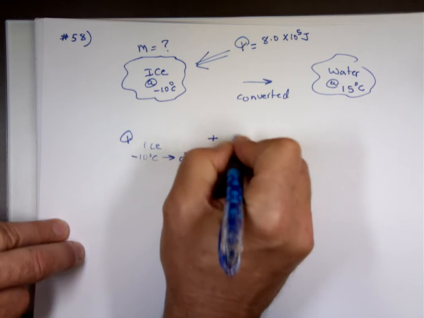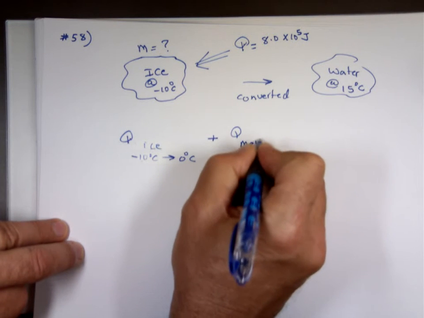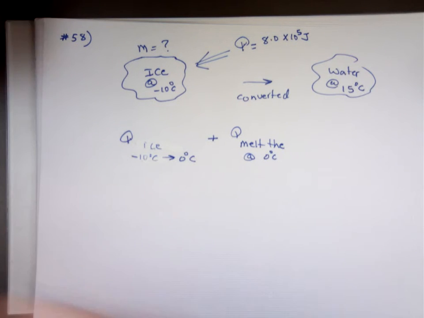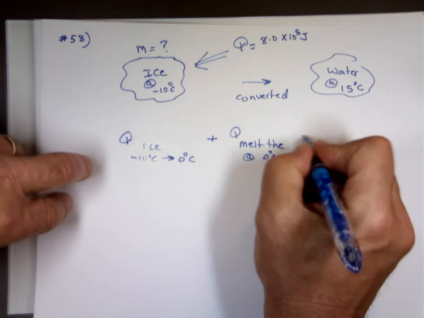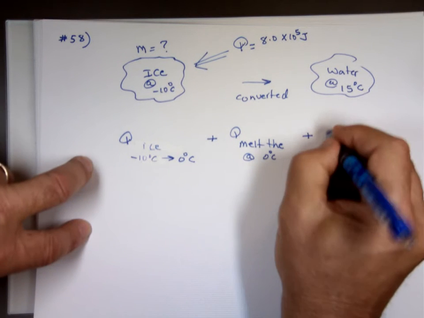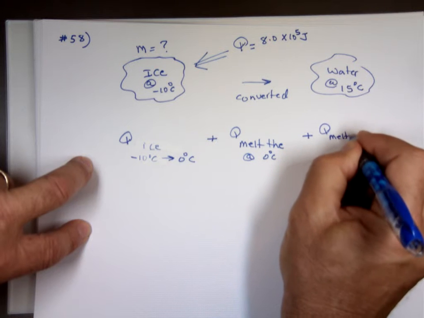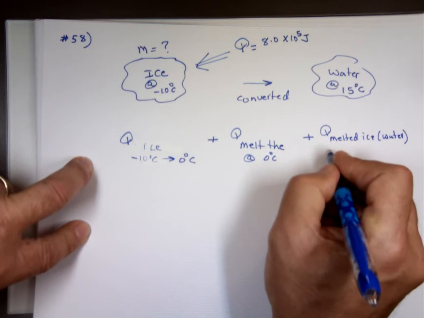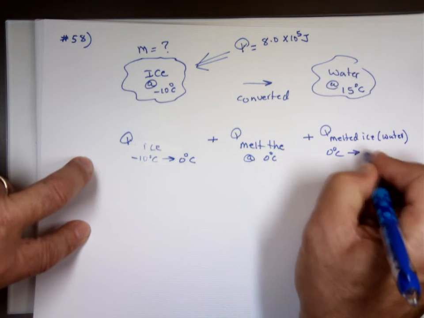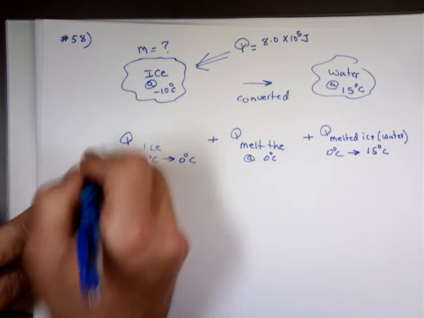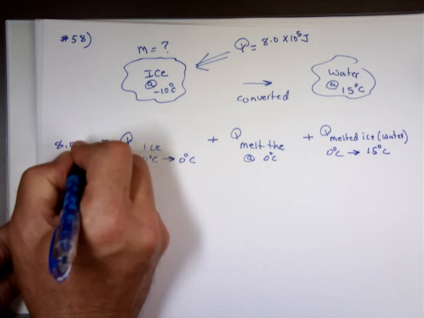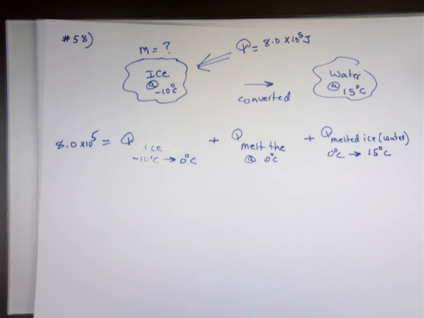Then you're going to melt the ice, and now it's still at 0 degrees Celsius. It becomes water at 0. Then you're going to take that water that's melted now, the melted ice, and go from 0 degrees Celsius to what? To 15 degrees Celsius. And when you take all these numbers and add them, that's how much heat was required. That's the 8.0 times 10 to the 5th. That's the result of all the heat we added.